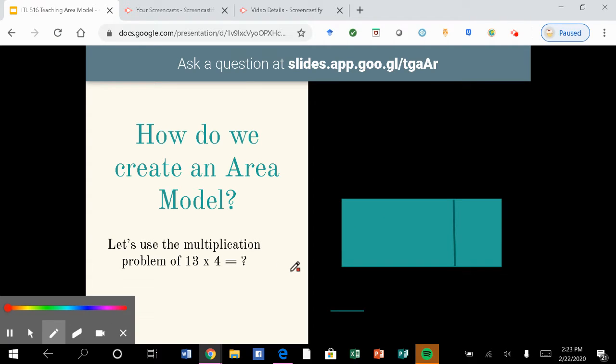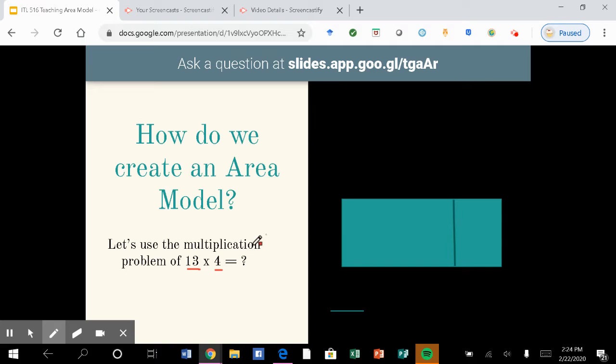So how do we create the area model? Let's look at a multiplication problem of 13 times 4. As you can see, we have a single-digit factor, which is 4, and we have a two-digit factor, 13, which has a tens and a ones. As we set up our rectangular model here, it is split into two parts because we have a tens place value and a ones place value in 13, and it's being multiplied by 4.